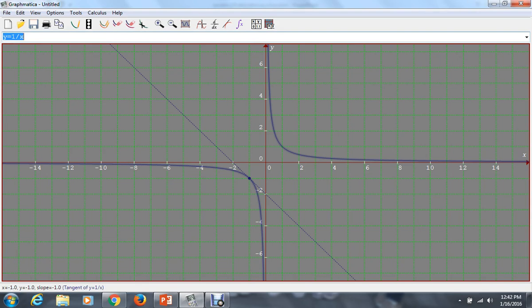Now we could calculate the slope of that line. We can see it's a negative slope, and it goes down 1 and over 1. So the slope of that line would be -1. So we could plot a point on the derivative graph at -1, -1.